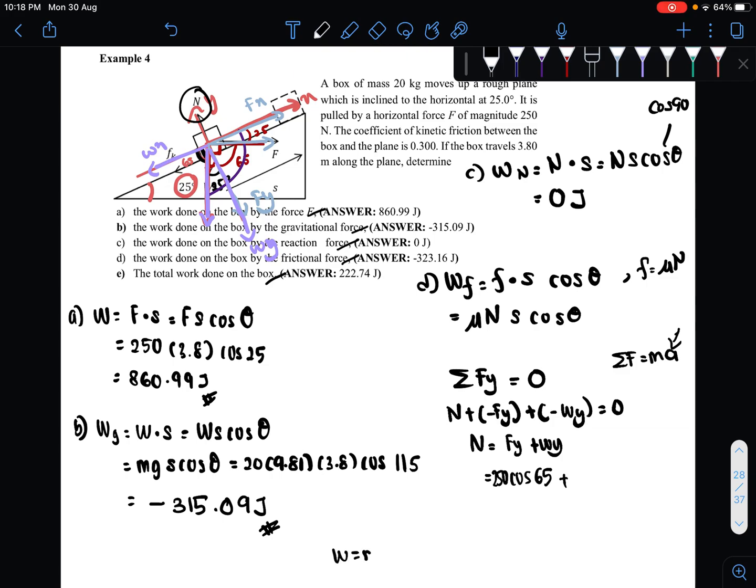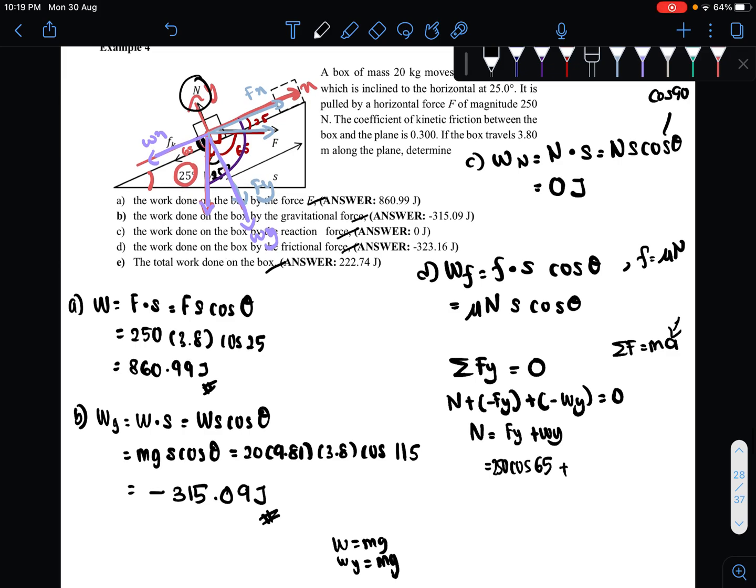And then campur dengan Wy. Wy pula, W is mass times g, which is mg. So kalau dia adalah Wy, what happens here is mg sin ataupun cos 65. So kita tengok balik theta mana kita nak guna. You can see the theta here is 25. So kita terus guna theta yang ini because we're talking about Wy and this theta is touching Wy. So kita ambil cos 25 here. What is mg? M is the mass, which is 20 kilogram. G is 9.81 cos 25.